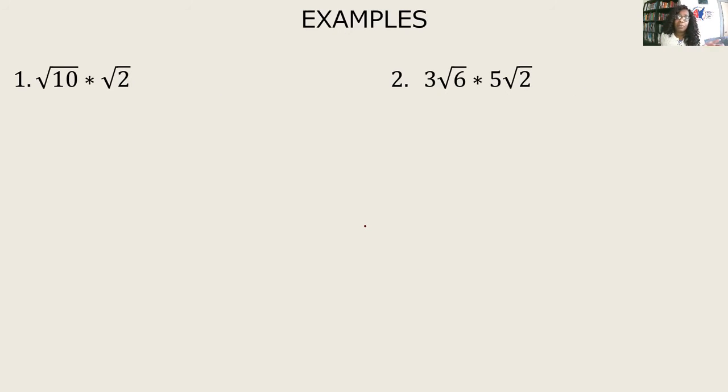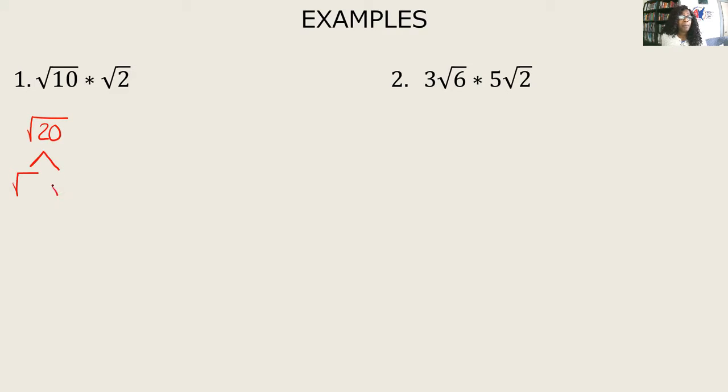When you're multiplying, you can multiply, then simplify, or you can simplify, then multiply. Let me show you what I'm talking about. For number 1, we have the square root of 10 times the square root of 2. If I multiply these two, I get the square root of 20. Now, the square root of 20, that can be broken down.